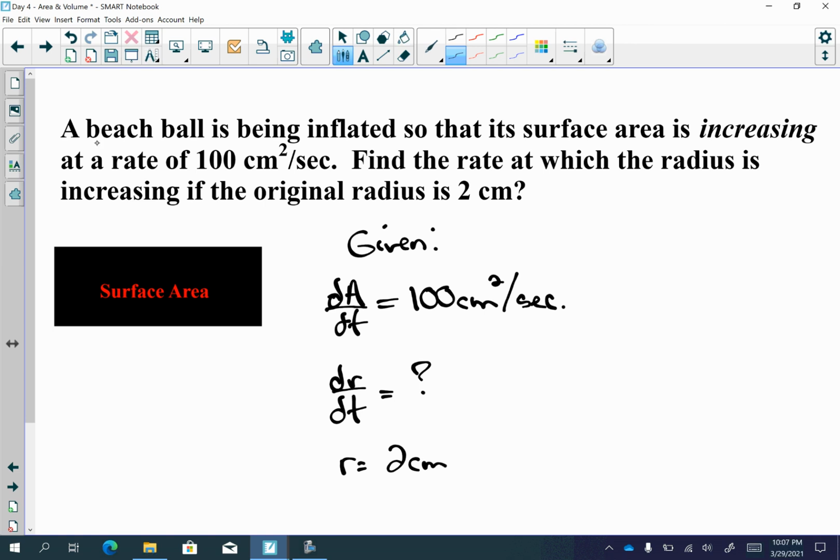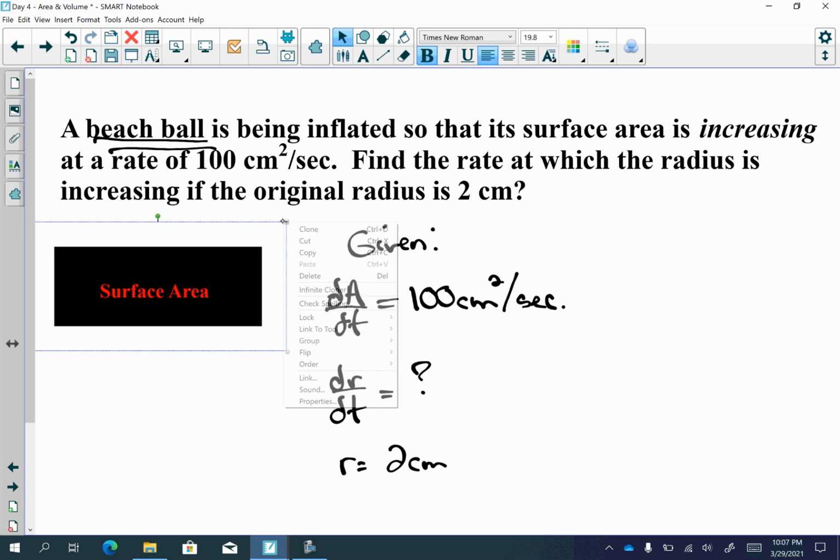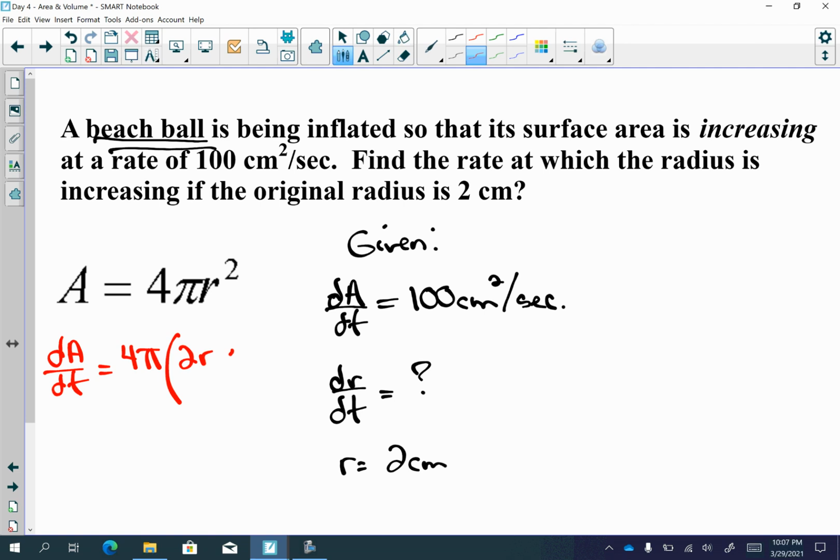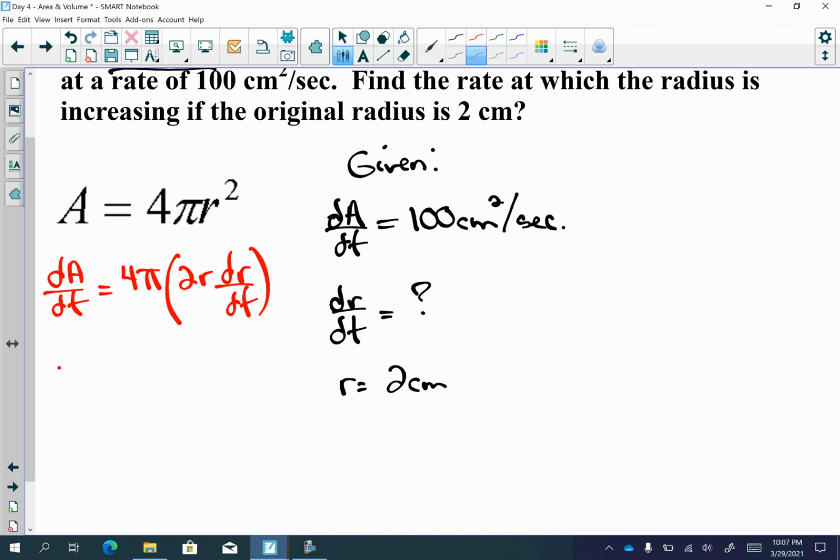All right. Beach ball, what shape is that? She said sphere again. You are correct. Surface area of a sphere is 4 pi r squared. I'm going to differentiate both sides with respect to time. So this is going to be the constant 4 pi times the derivative of r squared. That'll be 2r times dr over dt. That's going to give me 8 pi r times dr over dt.